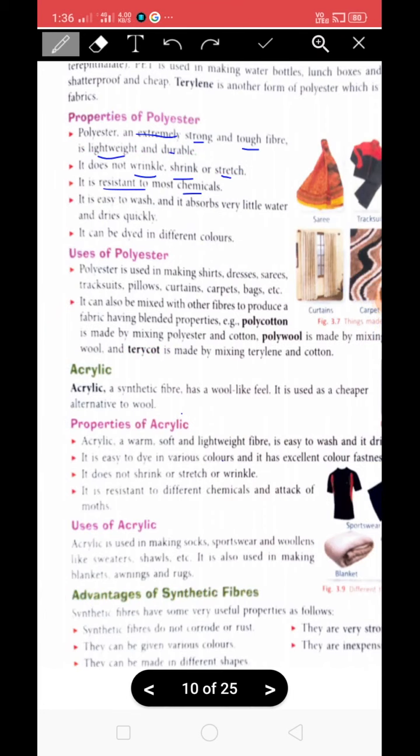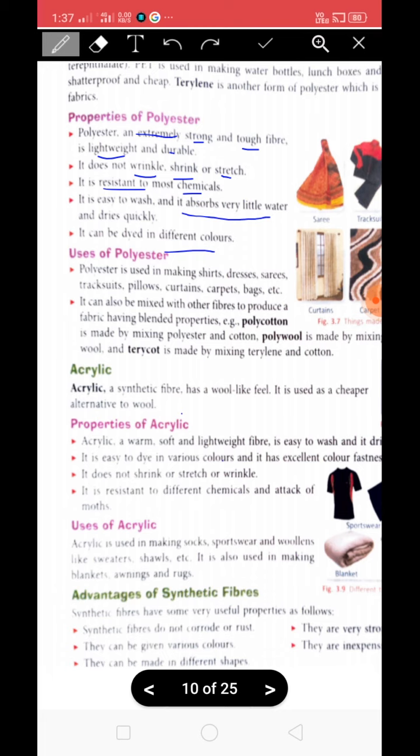It is easy to wash and it absorbs very little water. As it absorbs very little water, it dries up very quickly. It can be dyed in various colors, which is a property of synthetic fiber. Synthetic fiber can easily be dyed in various colors, and the color is not lost even after certain use.